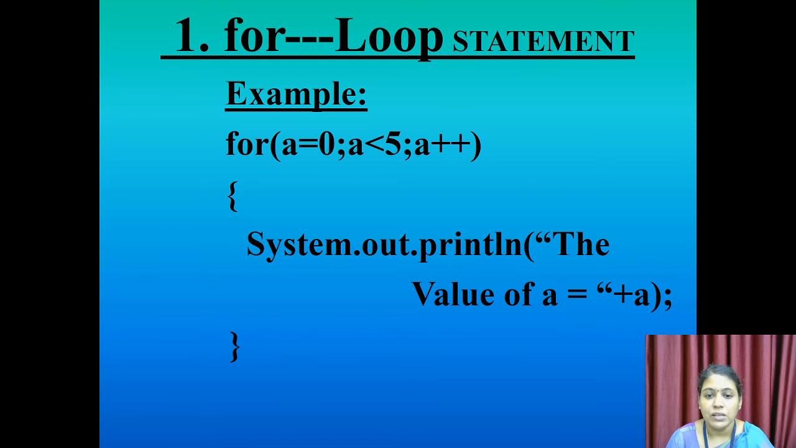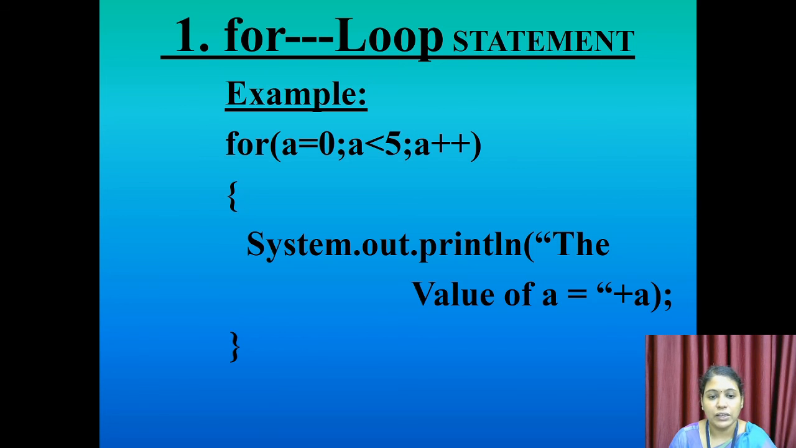The next expression is a conditional expression where the condition is a less than or equal to 5. So while a is less than or equal to 5, the iteration continues. Once a is greater than 5, the iteration stops its work. The next expression is the increment expression, where we increment the value of a by 1 using a plus plus.